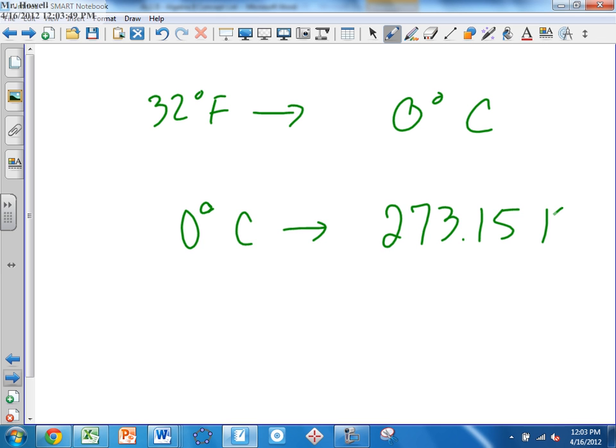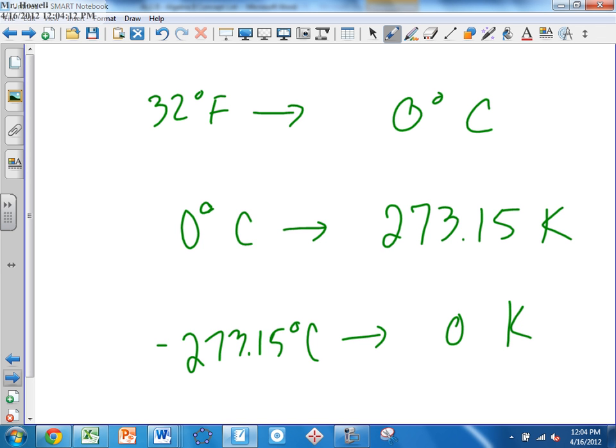0 degrees Celsius is really 273.15 kelvins. And what kelvins are is the idea that you can't get lower than 0 Kelvin. There's no such thing as a negative Kelvin. Kelvin is the absolute temperature scale. So when you get down to negative 273.15 degrees Celsius, that's what 0 kelvins is. That's the lowest temperature possible.